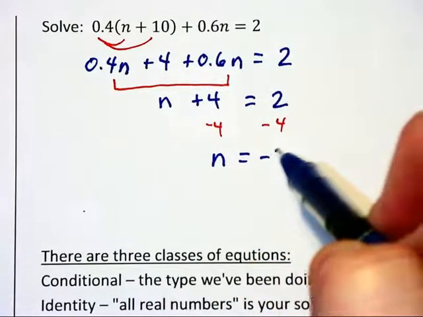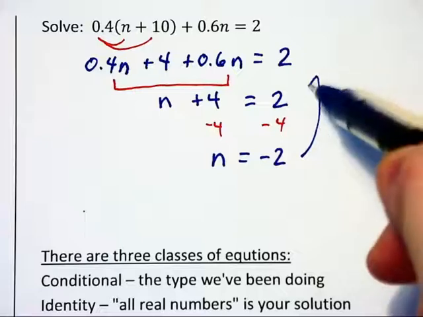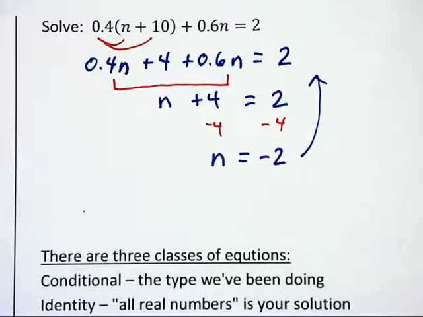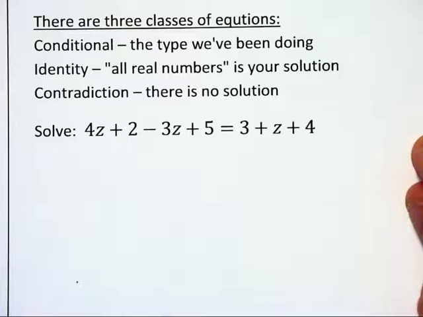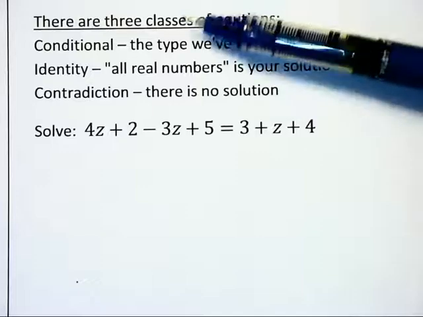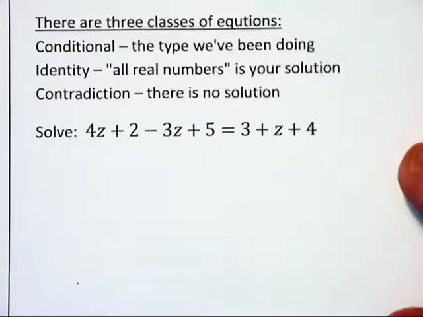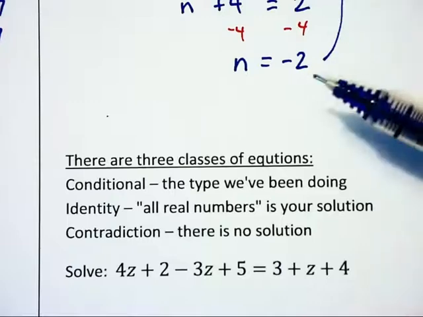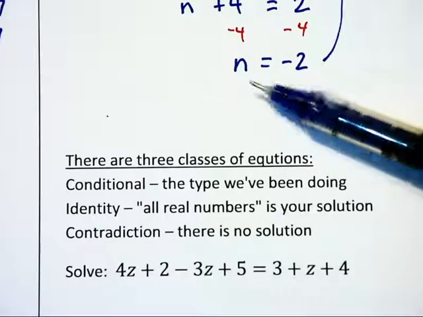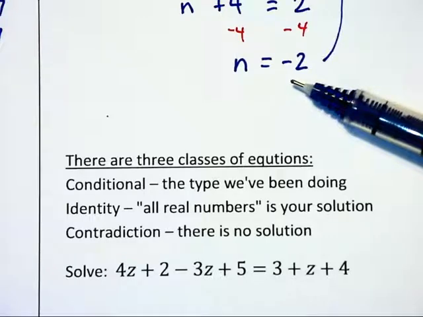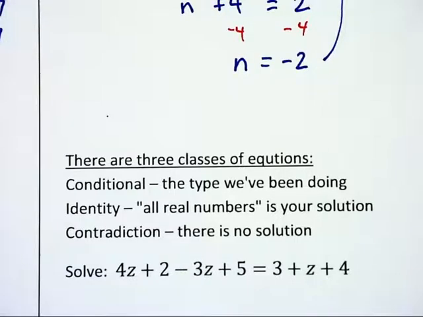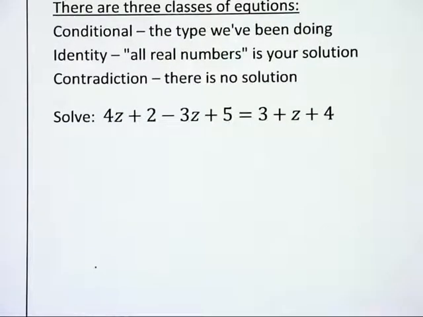N equals negative 2, which again, if you want to check it by substituting it into the original problem, you can. Okay, now let's look at a few different types of things that can show up. We've got 3 types of equations: conditional equations, identity equations, and contradictions. We have been solving conditional equations. They work, for example, in this last problem, on the condition that n is equal to negative 2. So the ones we've been solving that have a nice, neat answer are conditional equations. Let's look at the other two.